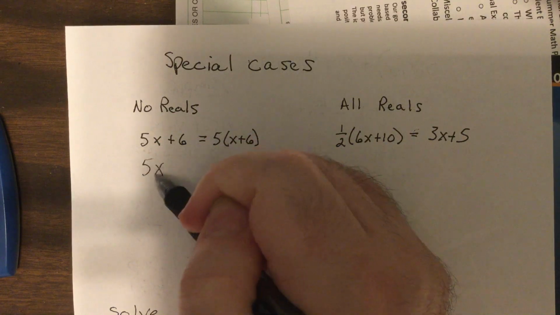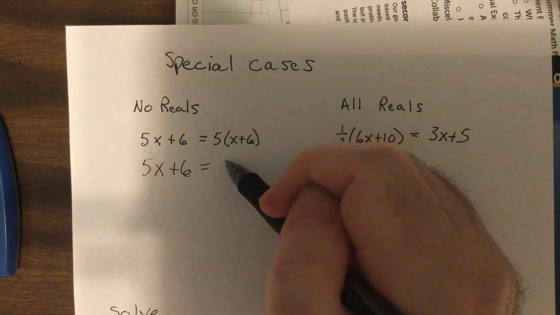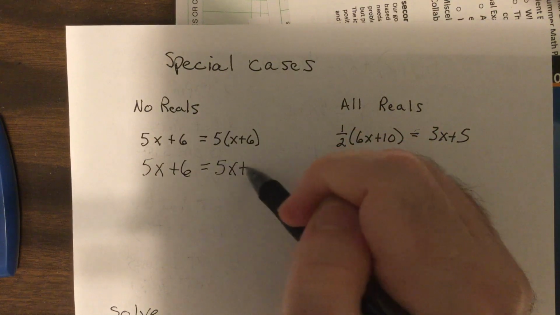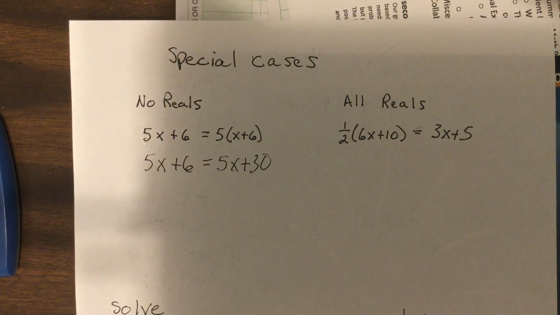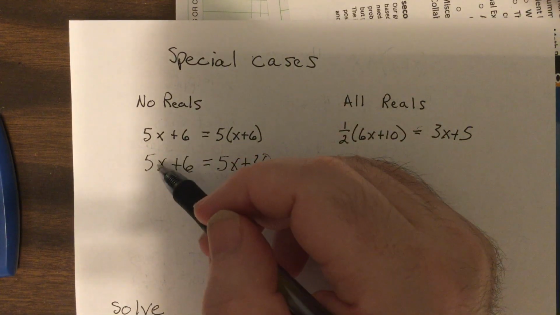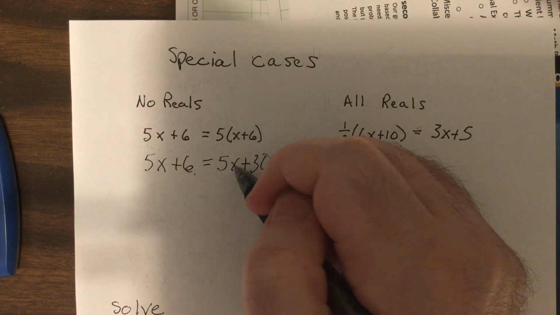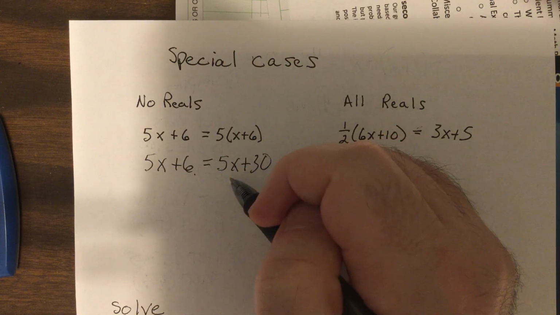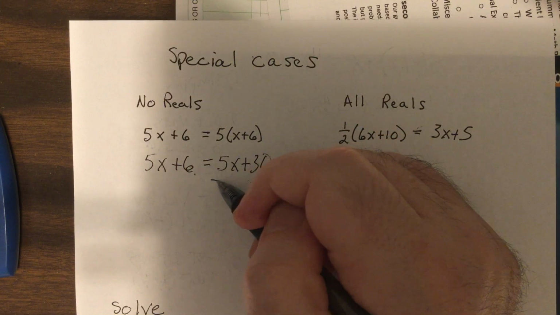You solve this, you have 5x plus 6. Here you distribute the 5. It's 5x plus 30. Now, notice, how can you multiply something by 5, add 6 to it, and get the same thing if you multiply by 5, then add 30? That doesn't even make sense. Holy cheese. But let's say we didn't notice that.